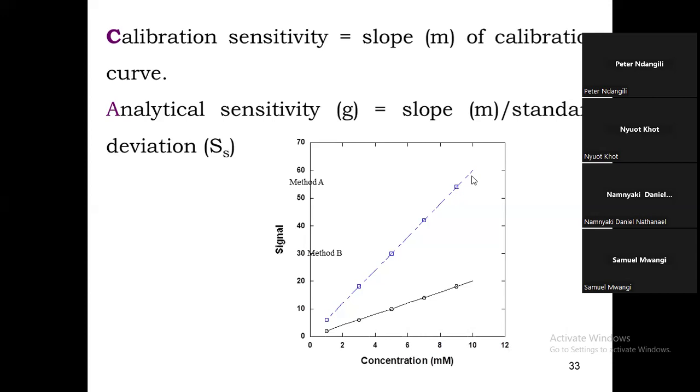And therefore, you get the standard deviation of the measurements. Then from the standard deviation of the measurement, you divide the slope, and you're going to get the analytical sensitivity. So it's very important that you distinguish the calibration sensitivity from the analytical sensitivity and how we obtained these two.